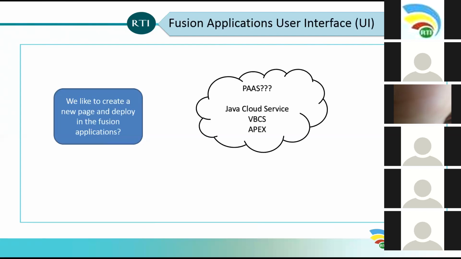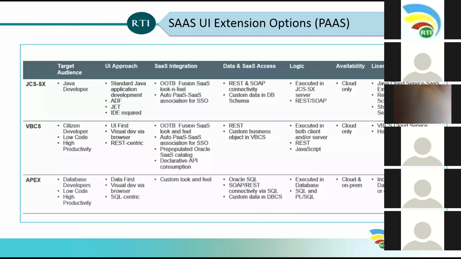You have to go to PaaS. In the PaaS, we have 3 different tools through which you can create your own user interface using Java Cloud Service, JCS SX. We call it JCS SX at the end, that is called SAS extension, Java Cloud Service SAS extension. Or we can use Visual Builder Cloud Service, or we can use Apex. And everything has its own difference. I will talk about this in detail.